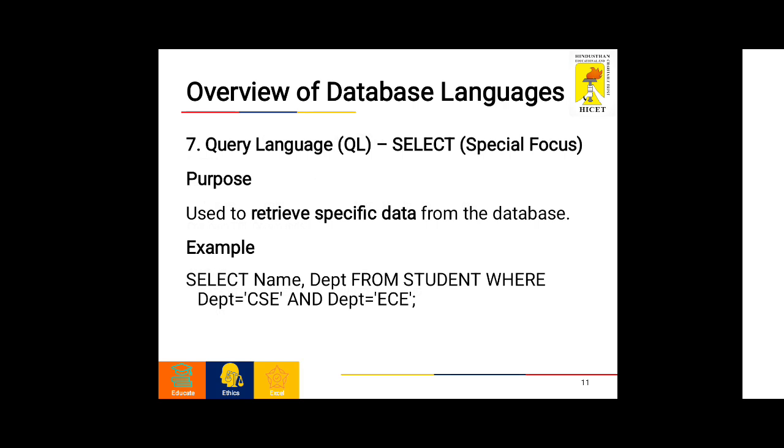This is an example for the query language, that is a select query. It is used to retrieve specific data from the database. For example, select name, department from student where department equal to CSE and department equal to ECE. That is, we are selecting the attributes, name and department, from the table named student, where the condition is department equal to CSE and department equal to ECE.